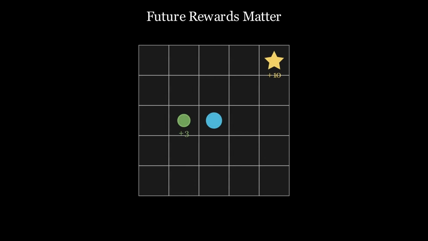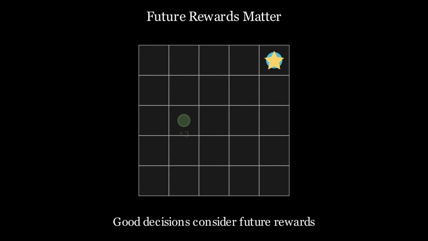Here's an important idea. Sometimes the best action doesn't give you an immediate reward. There's a small reward right next to the agent, plus 3, easy to grab. But farther away, there's a much bigger reward, plus 10. A smart agent looks ahead. It gives up the small reward now to get the bigger reward later. Good decisions consider future rewards, not just what's right in front of you.